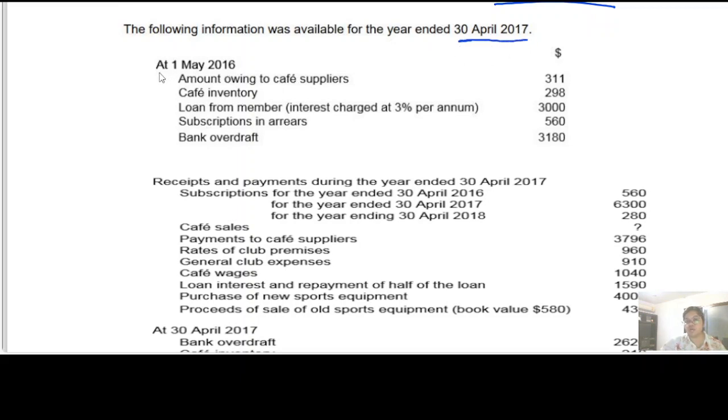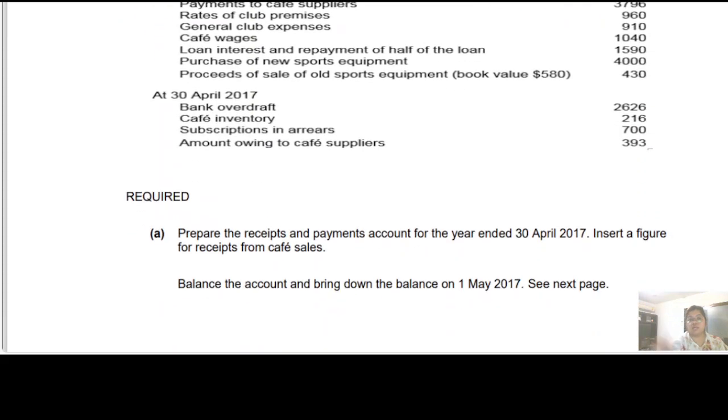This information relates to 30 April 2017. So on 1st April 2016 we have this much, and receipts and payments during the year, subscriptions we have for 2016, 2017 and for the year 2018. Okay, this much, and every piece of information is given to you. This is your information regarding the year ended 30 April 2017.